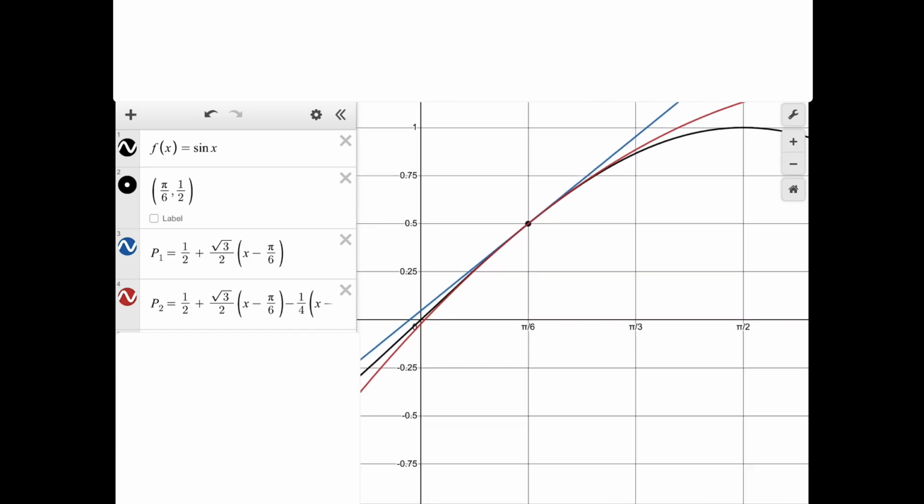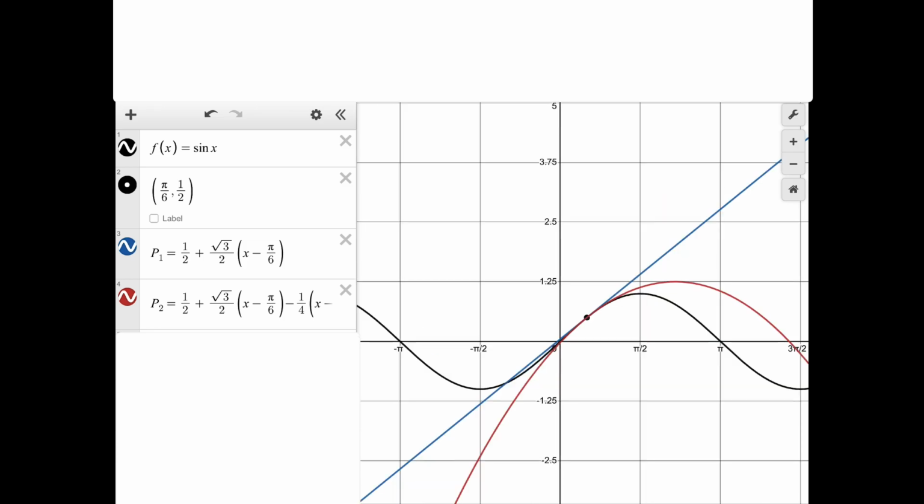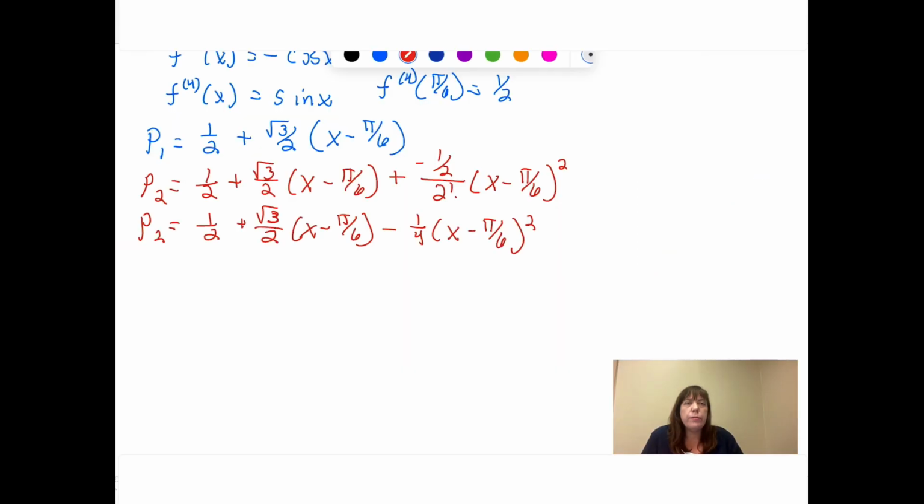And notice that red line stays close to the black curve of y equals sine of x much longer than the blue. As you can see, it's closer to the curve. While we're near pi over 6, we can be a little bit farther away from pi over 6. We don't have to zoom in as much. So let's go figure out what P3 would be. All right, let's go to P3.